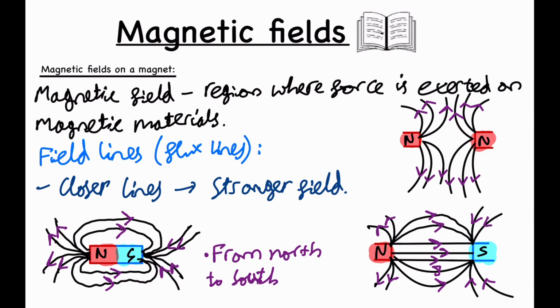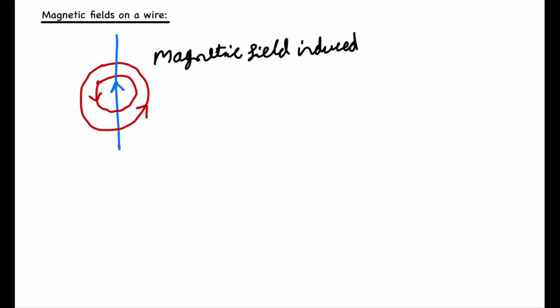Now let's move on to the magnetic field on a wire. There's always a magnetic field around a wire that carries an electric current. So say you have a wire like this, with a current going this way, you have a magnetic field induced going something like this. And the field lines are concentric circles centered on the wire.